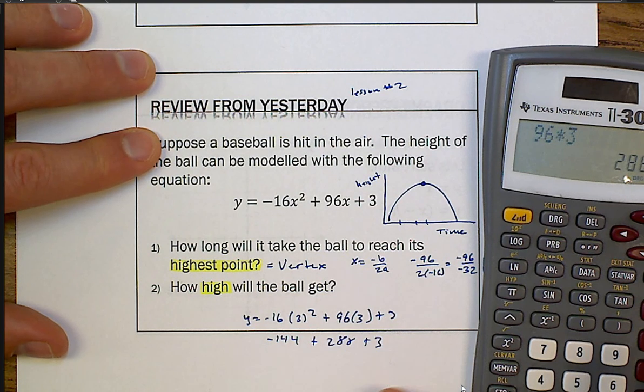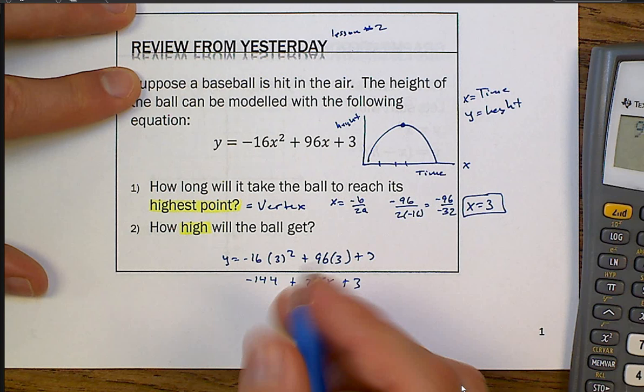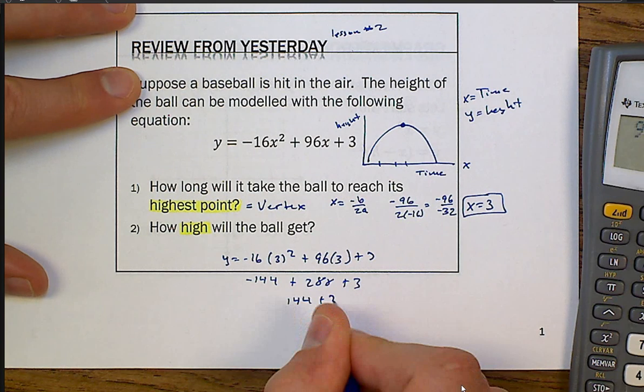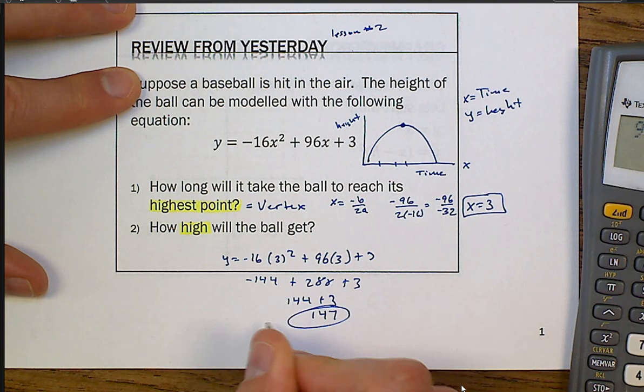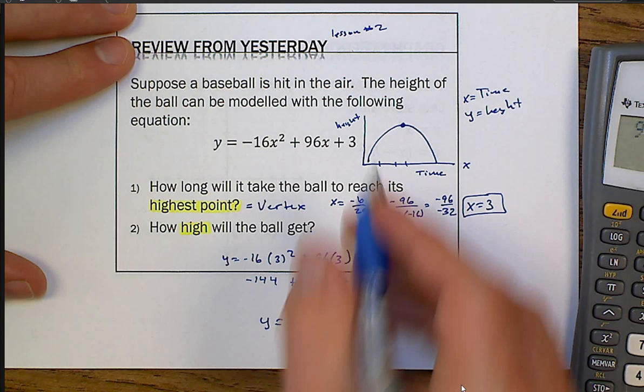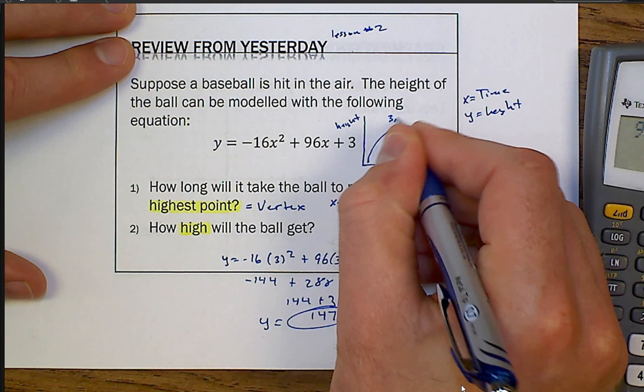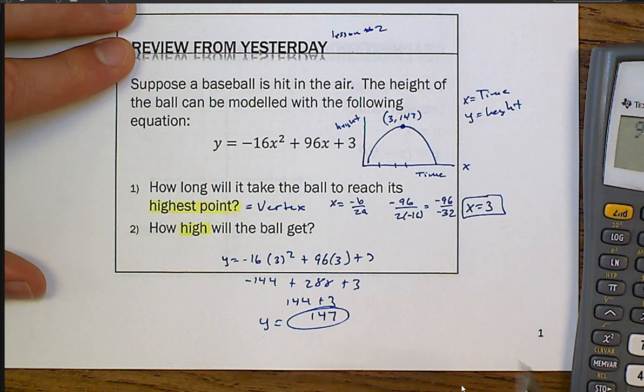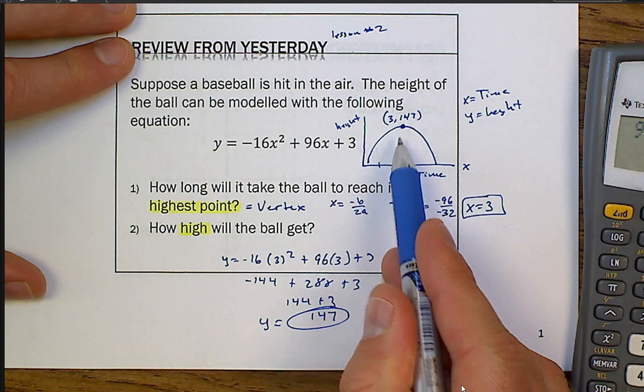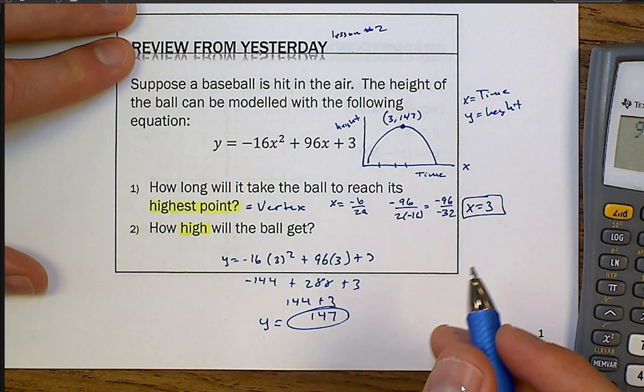And if I do that math real quick, it's going to give me 144 plus 3, which is 147. So my y, or my height, is 147. So this point right here is (3, 147). And what does that mean? It means it took 3 seconds to get to its highest point, and it was 147 feet high.